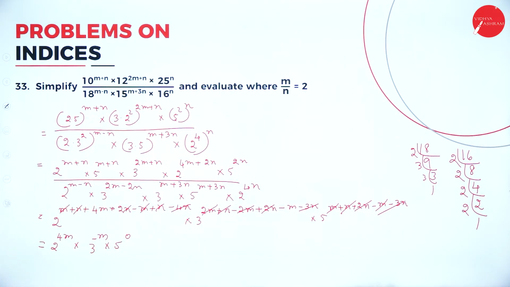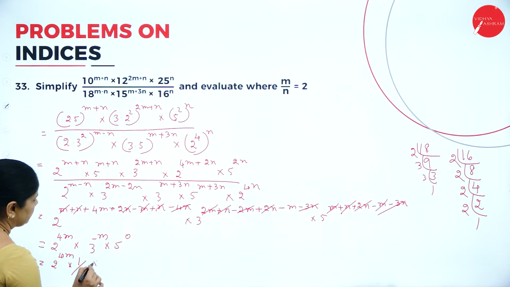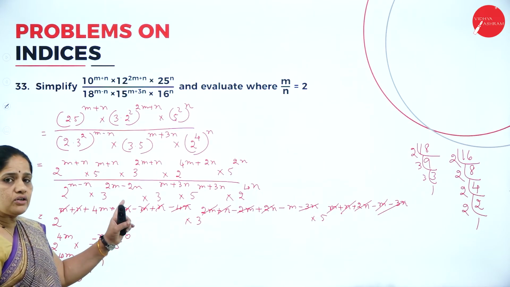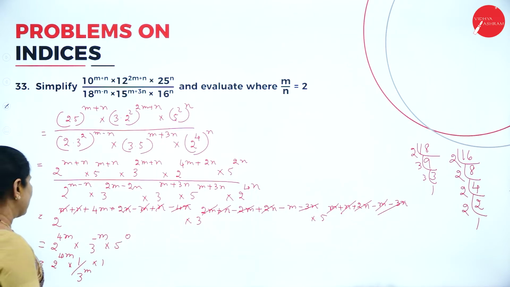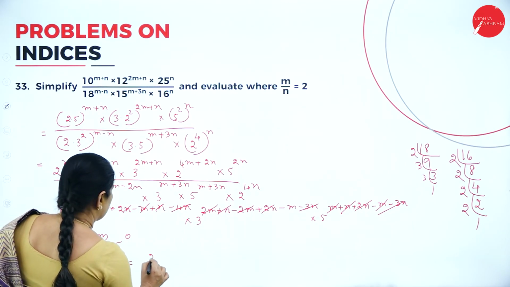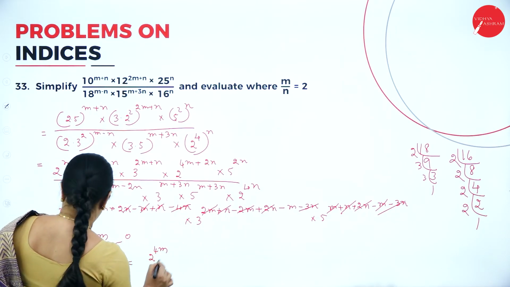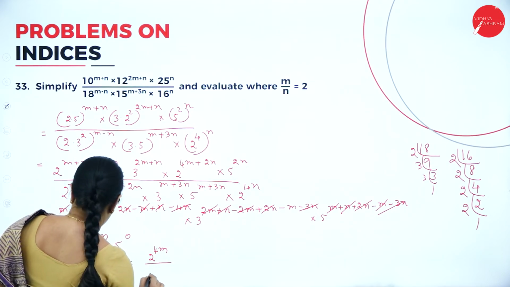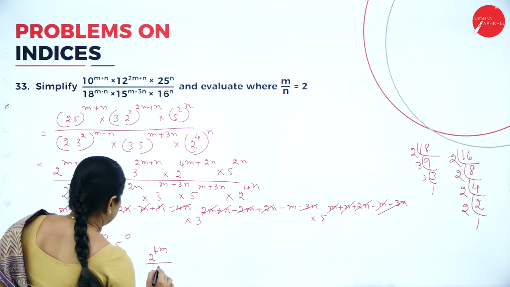So this will be equal to 2 to the power of 4m into 1 by 3 to the power of m into 1. So anything raised to the power 0 is considered as 1. So this will be equal to 2 to the power 4m by 3m.